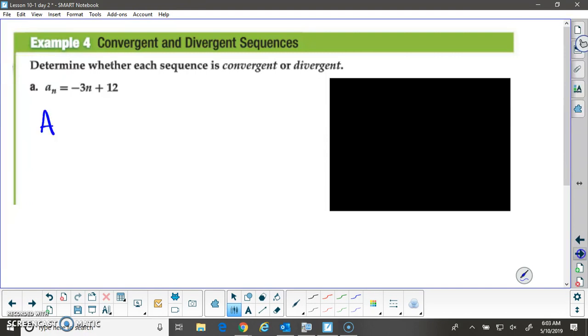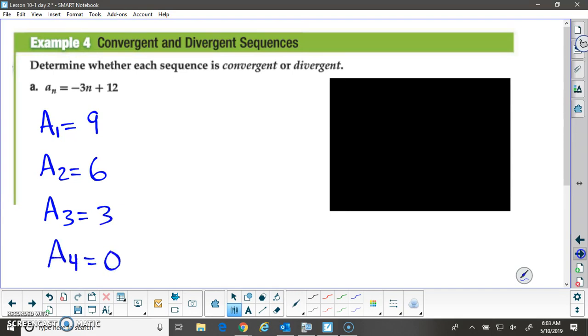So let's find the first couple of terms. Let's find the first term by putting 1 in for n, and that would give us 9. Let's find the second term by putting 2 in for n, and that would give us 6. Let's find the third term by putting 3 in for n, that gives us 3. You can see that the pattern is it's going down by 3 each time. And so what's going to happen with these numbers as we continue to find them is that they're just going to continue to get smaller and smaller.